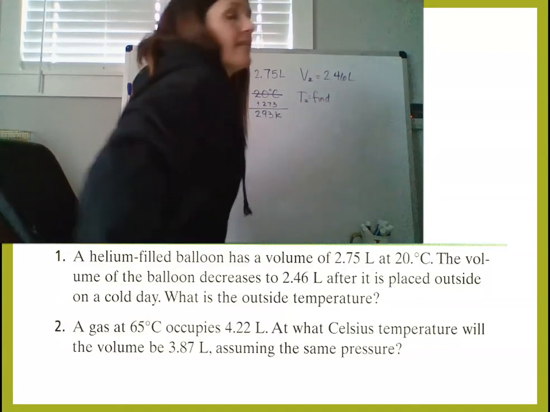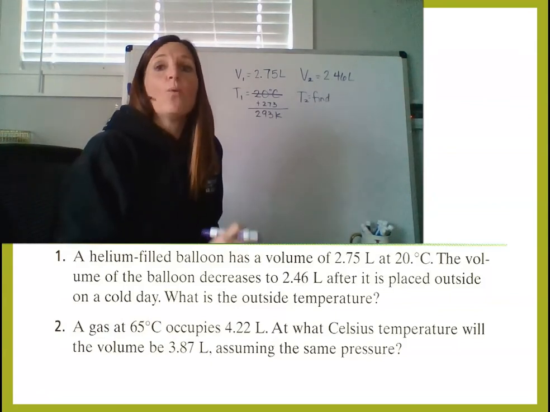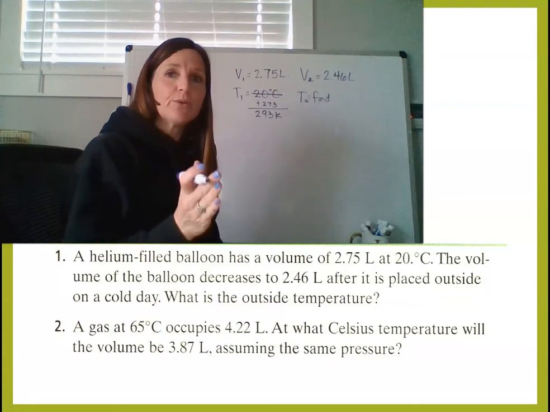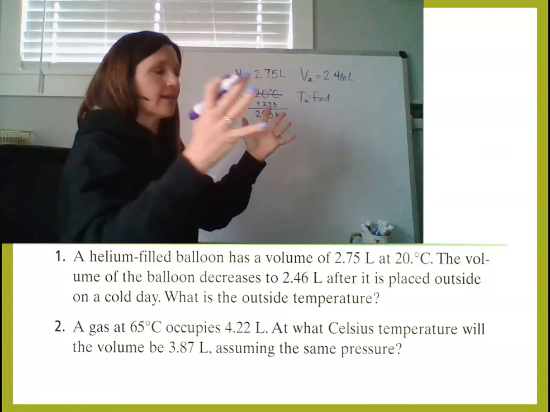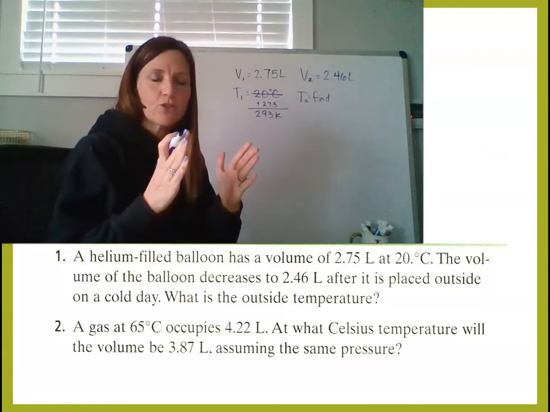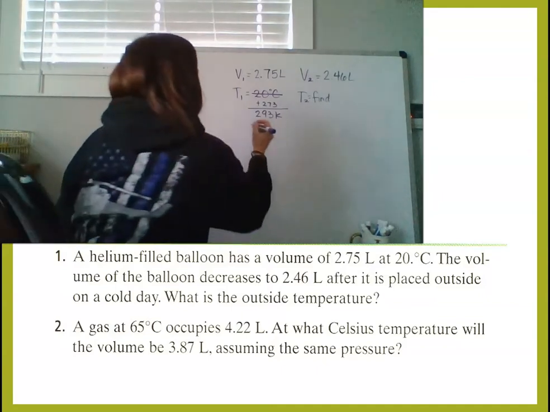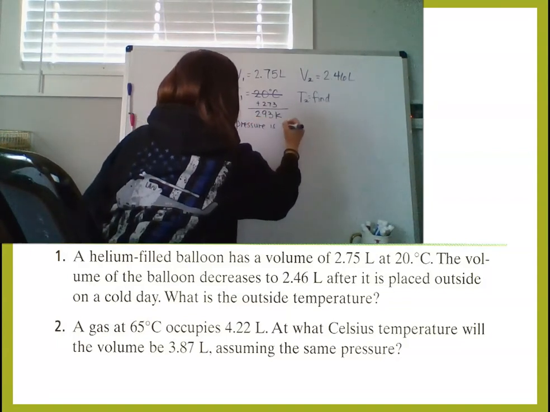Now, what you'll notice is it didn't say that the pressure was constant. What it did say was balloon. Balloon means constant pressure because balloons expand. They're not a rigid container. They don't put pressure back when you try to expand in them. So because the balloon itself expands, we know that pressure is constant.